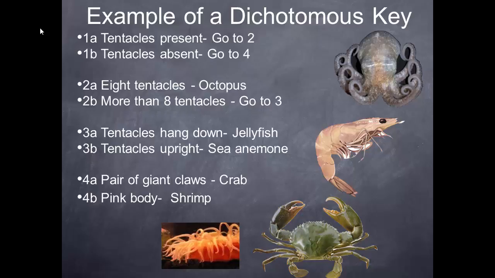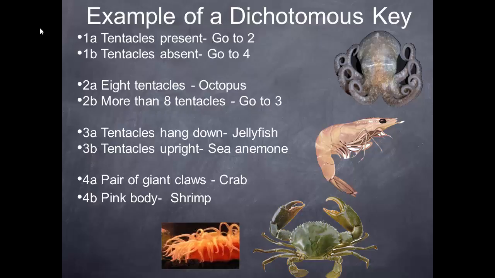All right, how about this thing? Sam, what do we do at 1? Tentacles absent? No, it has tentacles. Oh, those are tentacles? Yep. Then 1A, tentacles are present. We go to 2. Does it have 8 tentacles or more than 8? More. Go to 3. Do the tentacles hang down or are they upright? Upright. Yep. This is a sea anemone.